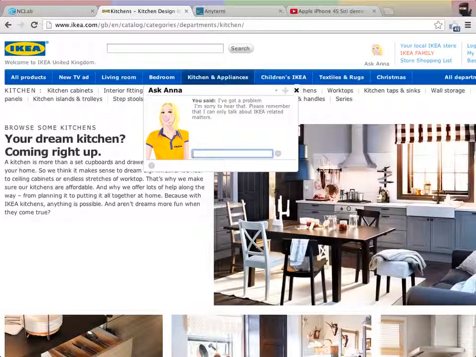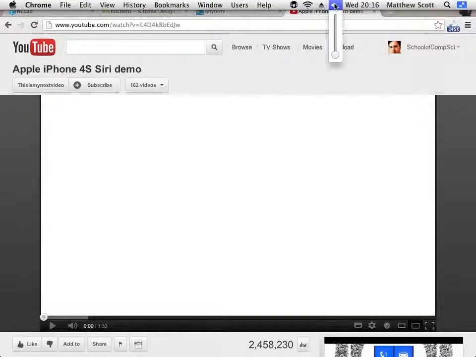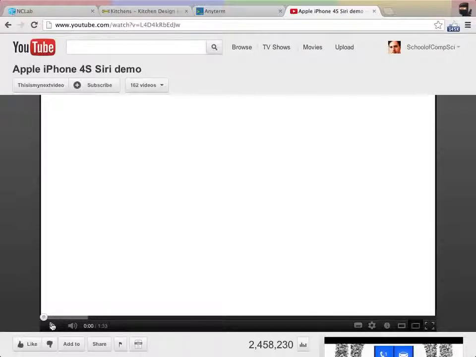Another type of interface you might be familiar with is the one that's being used on the Apple iPhone 4S, which is called Siri. I will attempt to play this and get a recording of it.